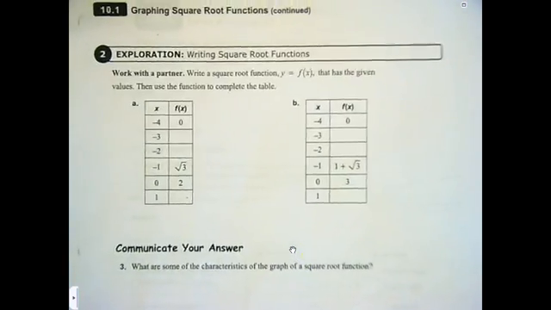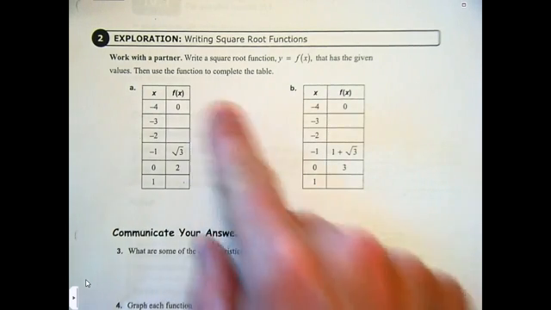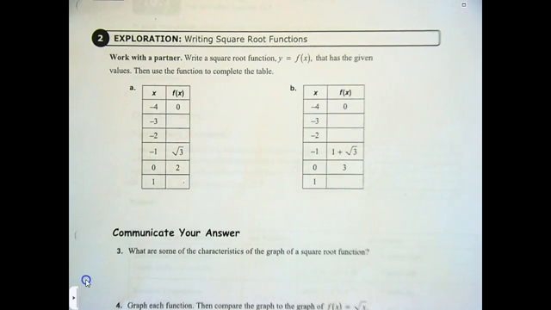Take a look at exploration number 2. This one's a tougher one. If you can do this, I'm going to be impressed. This is good stuff right here. Tough. Write a square root function that has those values for f of x. In other words, those are your y values now. Come on, I know a handful of you have it for sure.